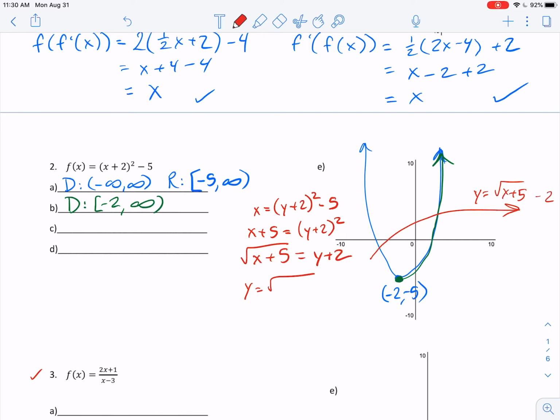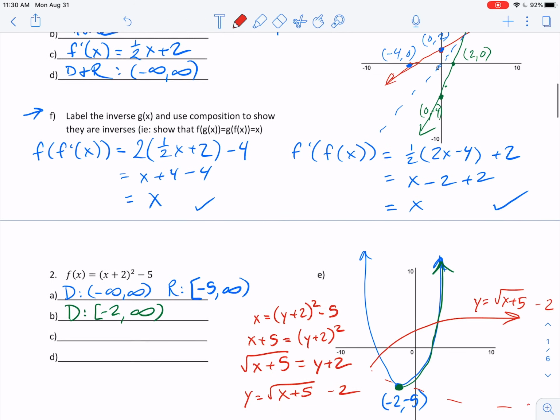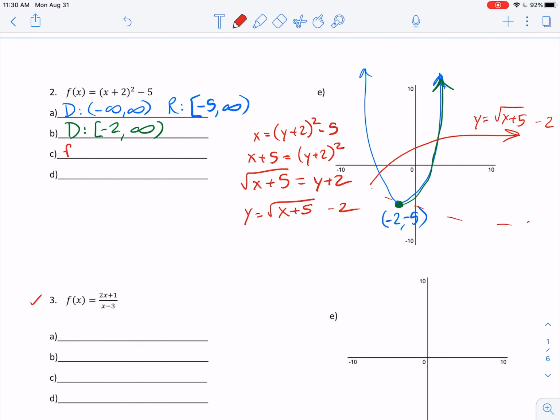If I did the plus or minus, then I would end up getting this part down here, and I don't want it. Okay, because then it fails the vertical line test. It's not a function. This is the square root of x plus 5 minus 2. And so what was C? Find the inverse function. The inverse function is equal to, now notice I used function notation, so what I write has to be a function. The square root of x plus 5 minus 2.